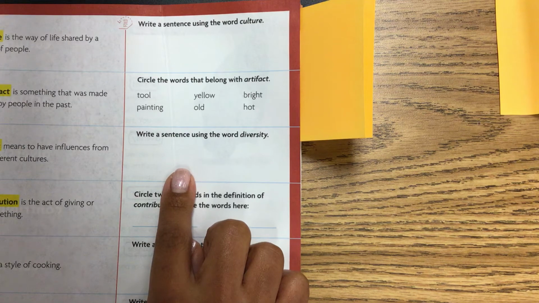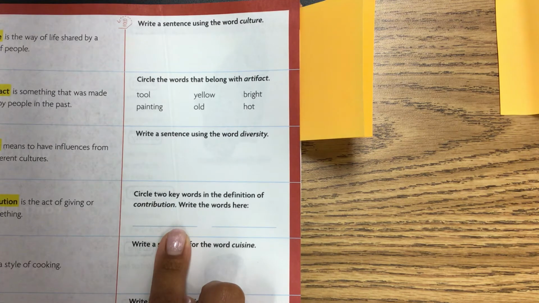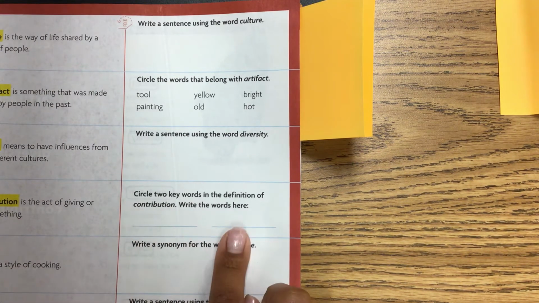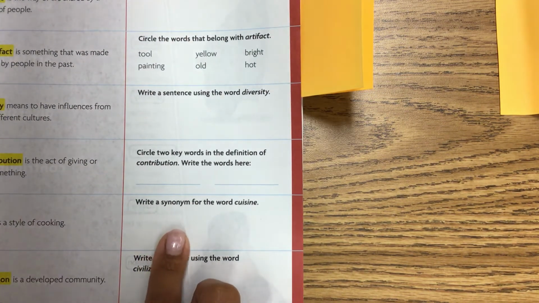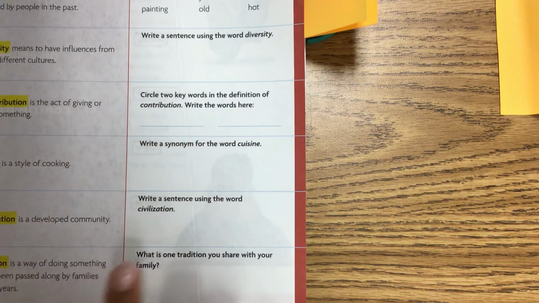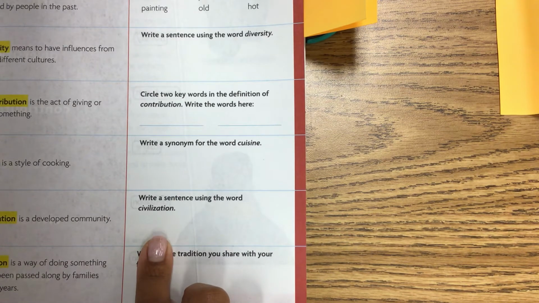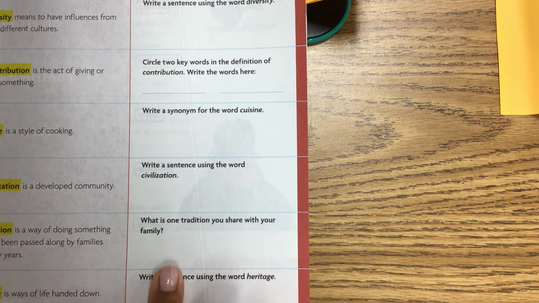Number 3, write a sentence using the word diversity. Number 4, circle 2 key words in the definition of contribution and write them both on the line. The next one is writing a synonym, or word that means a similar meaning, to the word cuisine. The next one is to write a sentence using the word civilization. What is one tradition that you share with your family? And the last activity is to write a sentence using the word heritage.